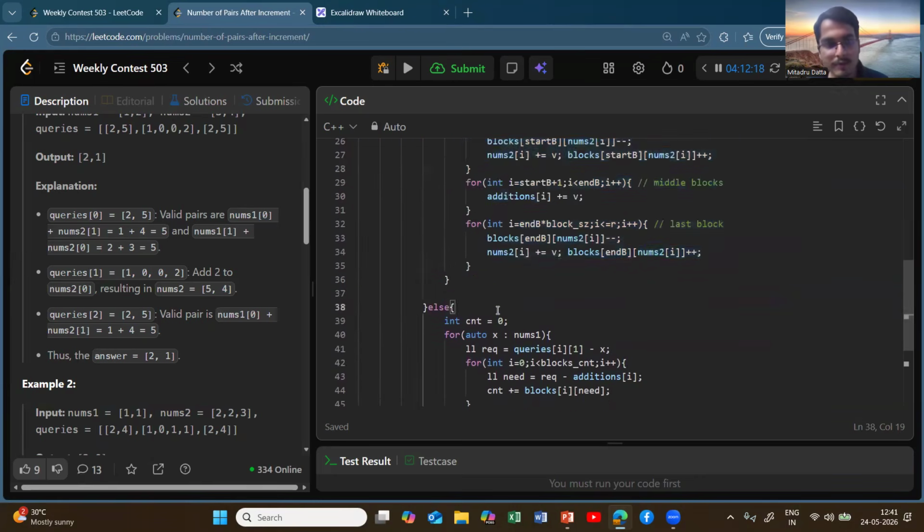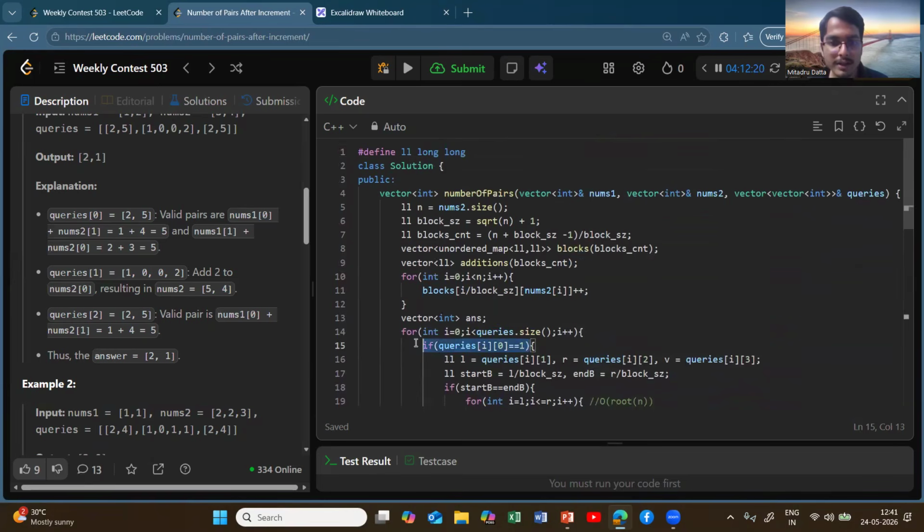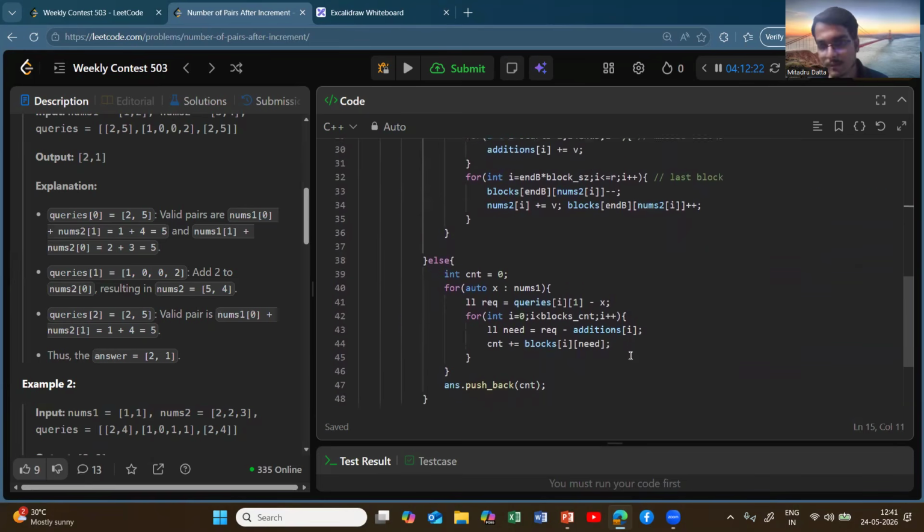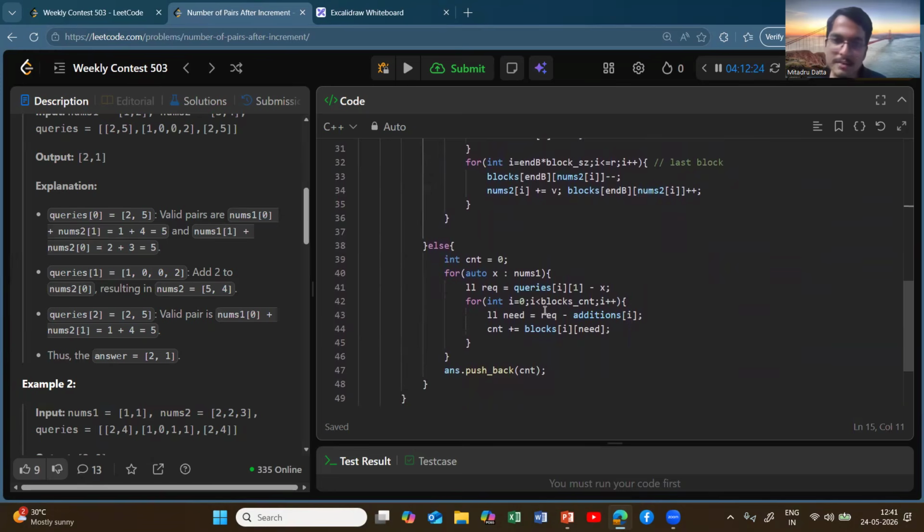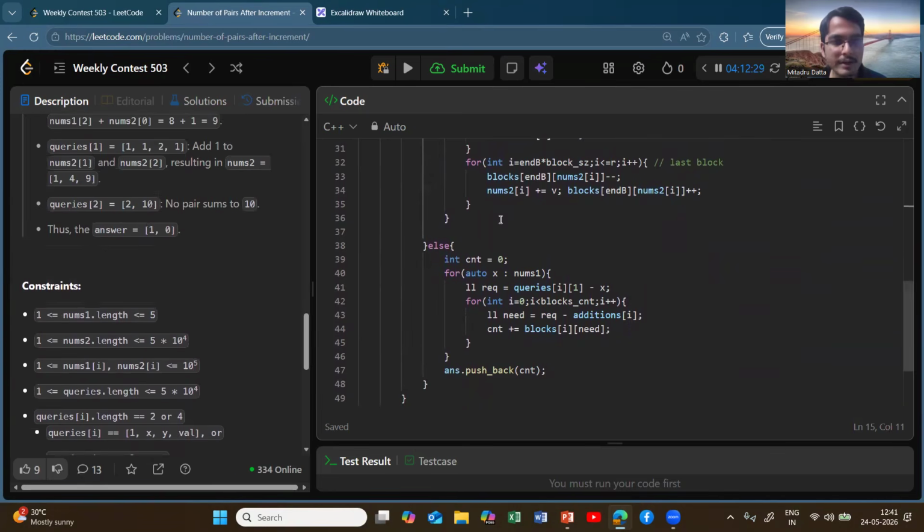Now, what if you have a query of the other type? It is not of type 1. Then it is very simple. As I told you, nums1 is a very small array. You can always iterate through that. That is constant time only, because this is 5 only. And for every x in nums1, what is your requirement? This is the value total. This total minus x is your requirement, right?